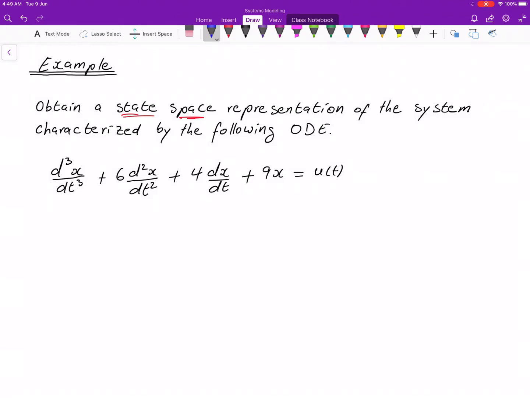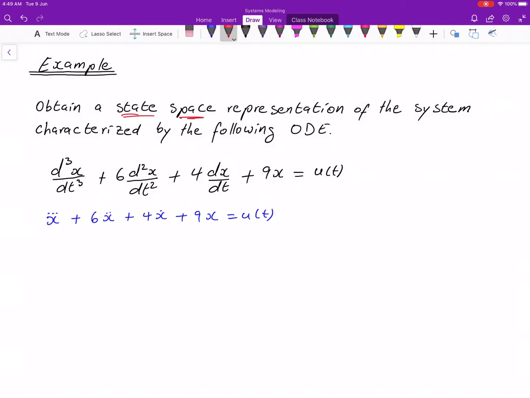So here we have x triple dot plus 6x double dot plus 4x dot plus 9x is equal to the input u of t. Now, with a state space we want to convert this third order differential equation into a set of first order differential equations, and what we can do is change our variables.